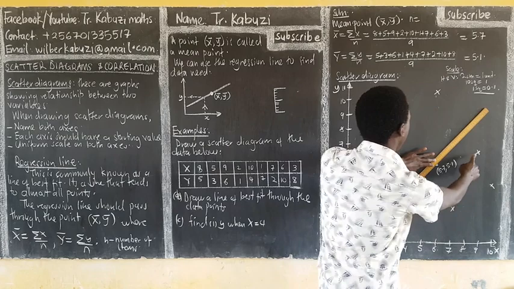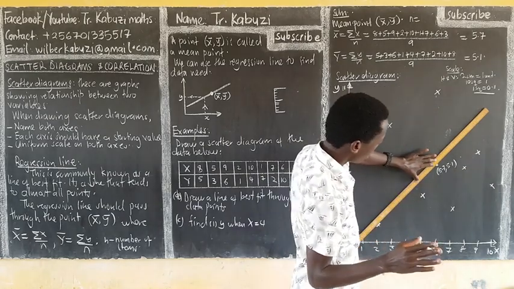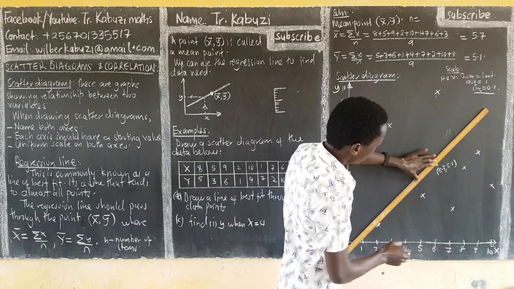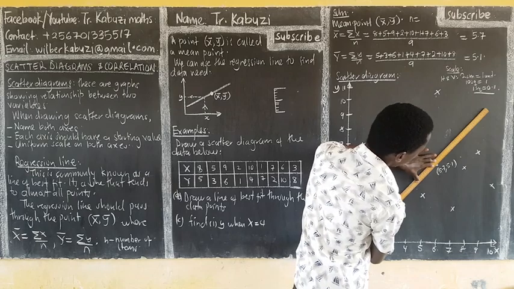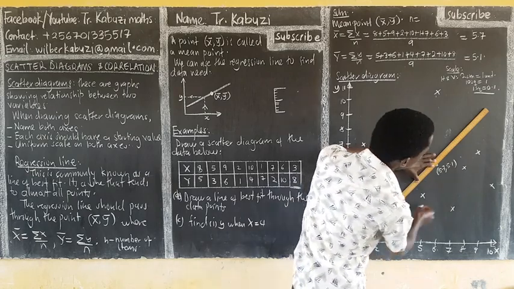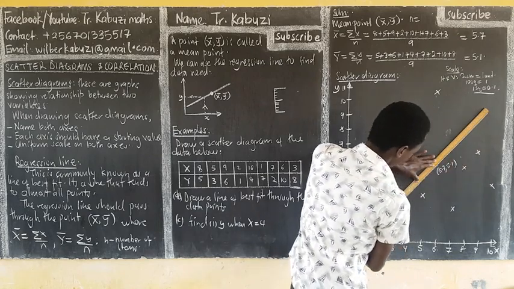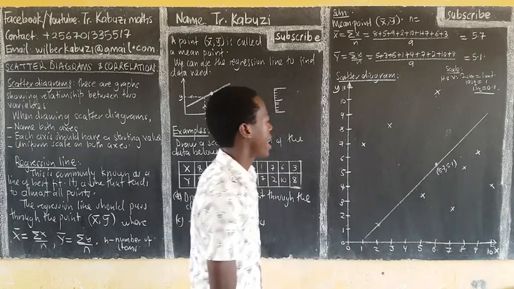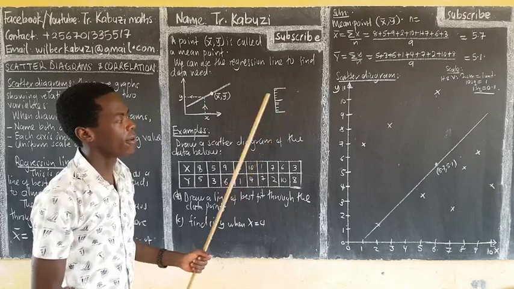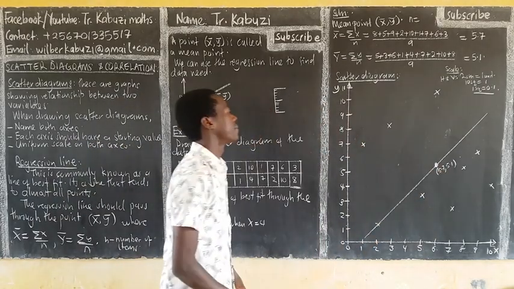So this side I have 1, 2, 3, 4, 5. This side I have 3 points. It is very, very okay. So now I'm going to take it to this point, then like that. So my line of best fit is there. You can also call the line of best fit the regression line. So that's how we draw it. The rule is that it must pass through this mean point.